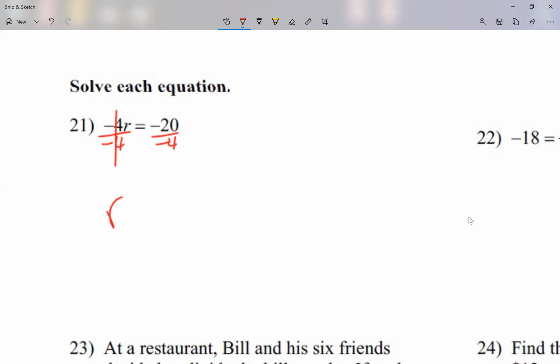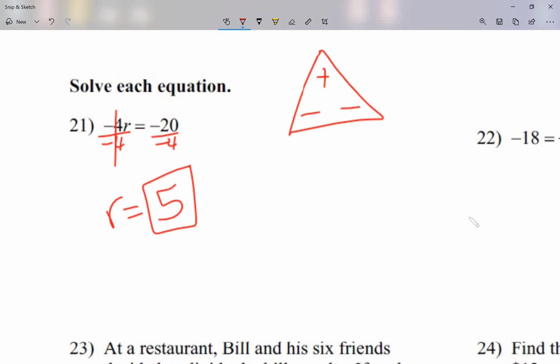So r equals -20 divided by -4. Remember a couple of days ago, I talked about this triangle. This helps you find out the sign. Negative divided by negative is positive. 20 divided by 4 is 5. So r is equal to 5. My answer is 5. I expect you guys to just type in 5.